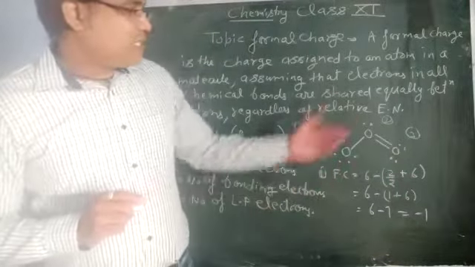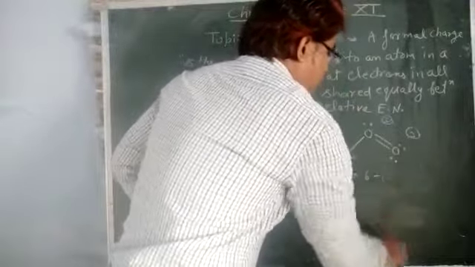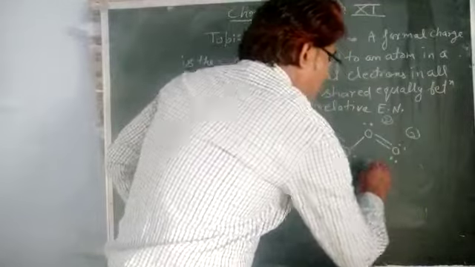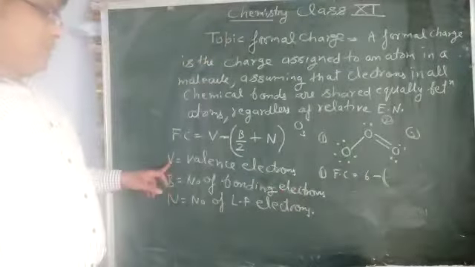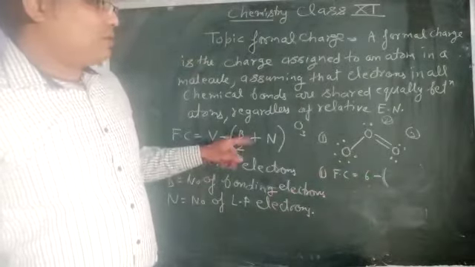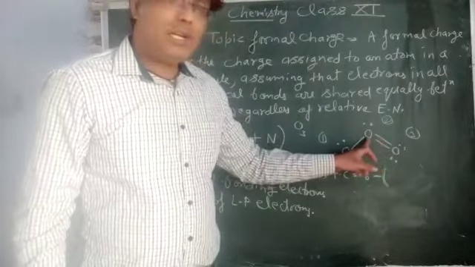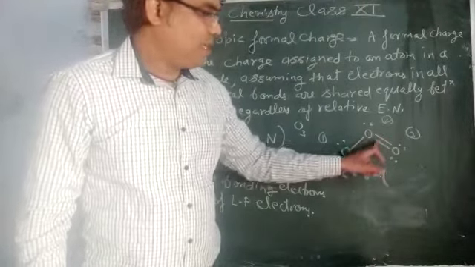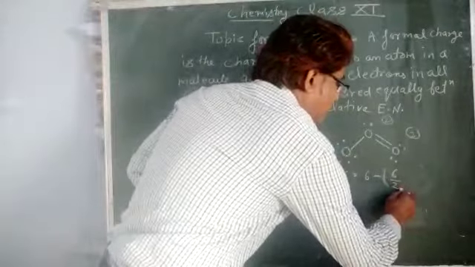Now suppose we take the second oxygen atom. For the second oxygen atom, the value of V is the same, 6, minus. Now next B, bonding electrons. You will see there are 3 bonds around this atom. You can see 1, 2 and 3. So there will be 6 electrons. So we put this value, 6 divided by 2.